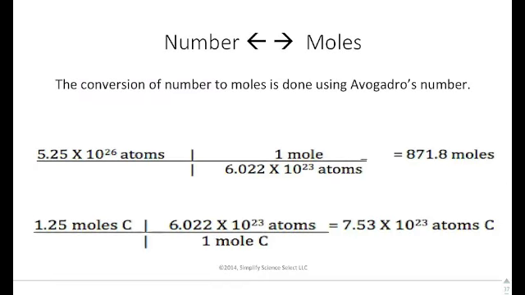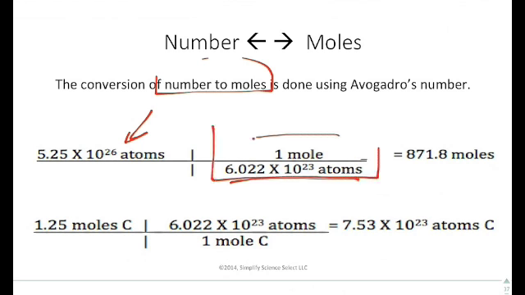So you need to be able to go from numbers to moles and moles to numbers. The conversion to go from numbers to moles is done using Avogadro's number, as you see here. If I have atoms, I can convert between atoms and moles. 6.022 times 10 to the 23rd of anything is a mole of anything.